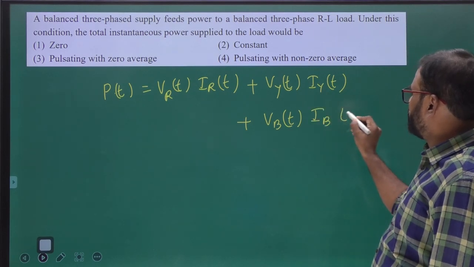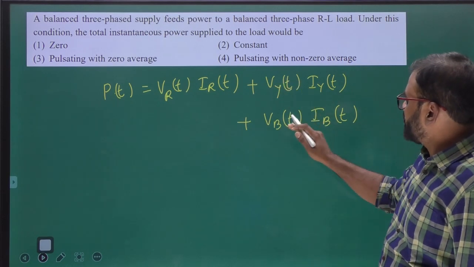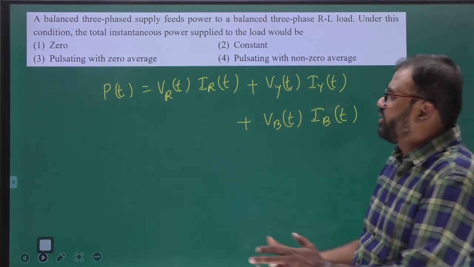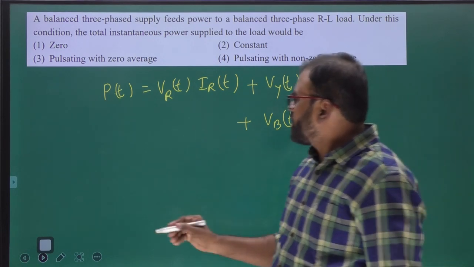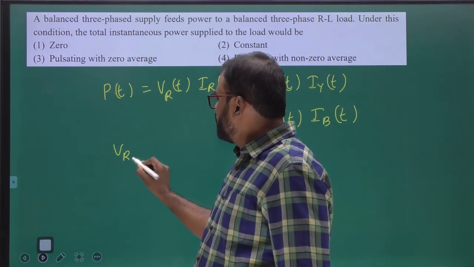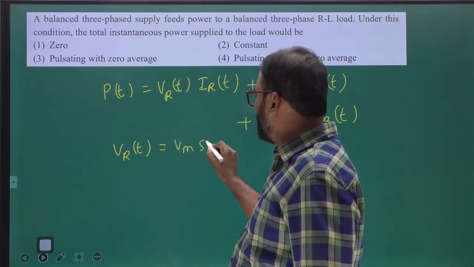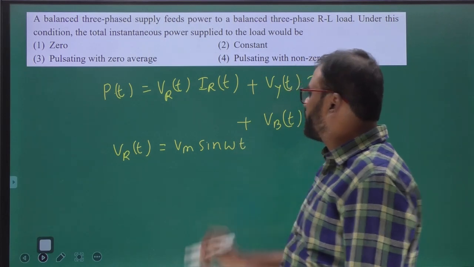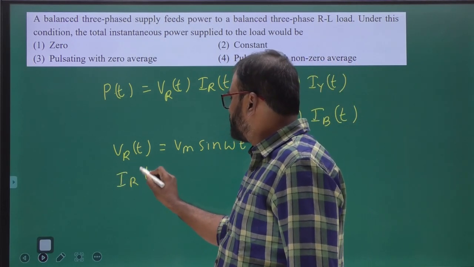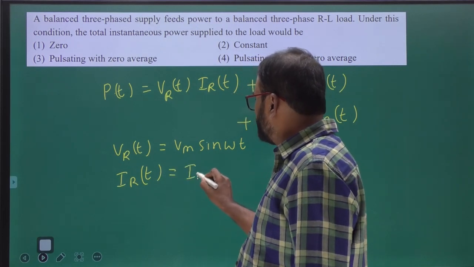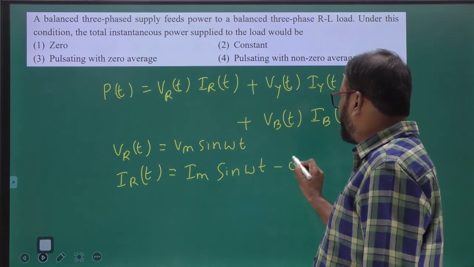Since it is a three-phase system, we have the instantaneous power in the R phase, in the Y phase, and in the B phase. If you add that, we will get the three-phase instantaneous power. Clear? But what is Vr of t? We can write it like this. For example, Vr of t is Vm sin omega t. Now tell me, what is Ir of t? If that is the case, Im sin(omega t minus phi).